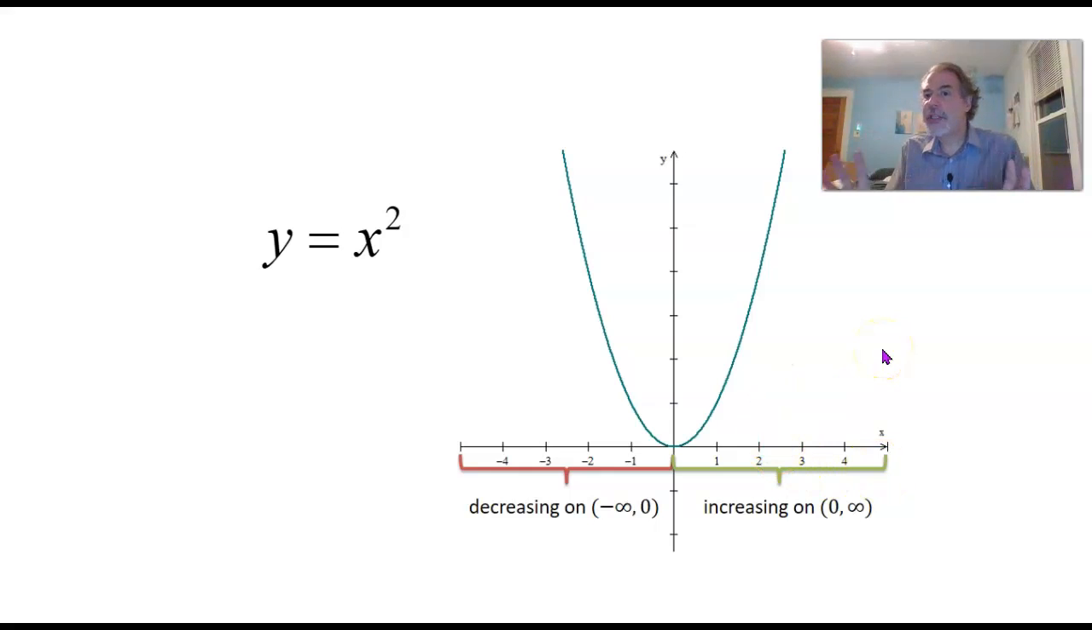So I'm going to end this video here. We're going to come back and look at some more examples. We'll see if we can tell from a graph where a function is increasing and where it's decreasing.